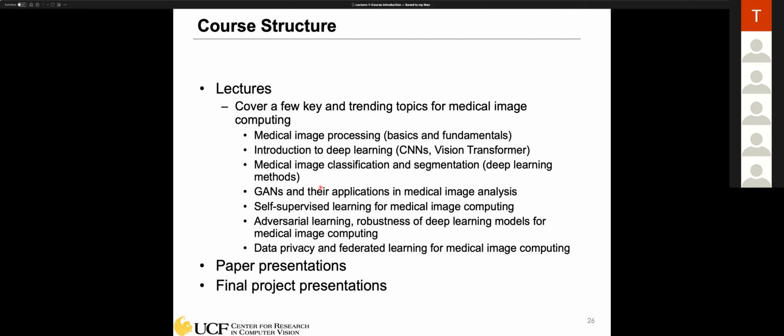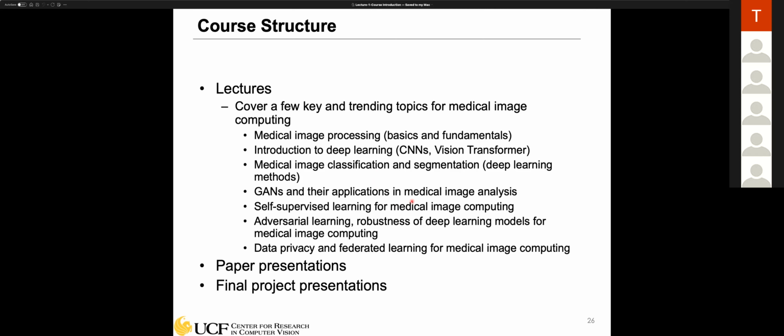And also talk about medical image classification and segmentation methodologies, mostly focused on deep learning based methods, right? Because this is the trend. If you look at those top conferences, like MICCAI and IPMI, you will see, I think, at least 80% of the papers have deep neural network or deep learning as keywords. They all have a deep learning approach to complete all these different tasks.